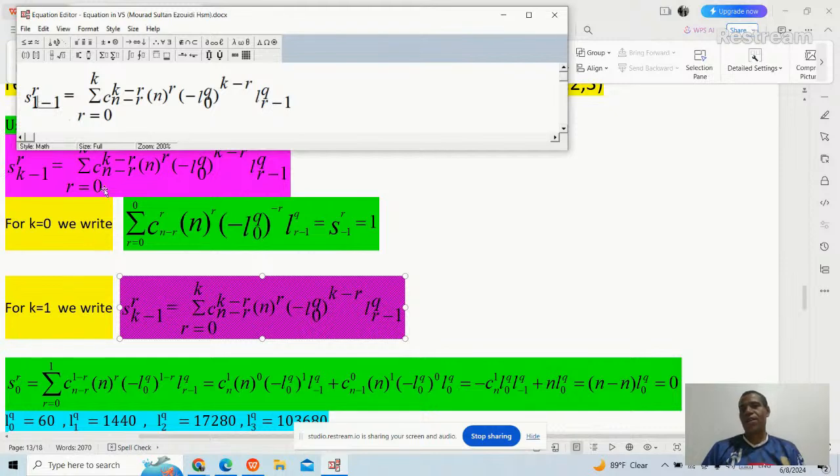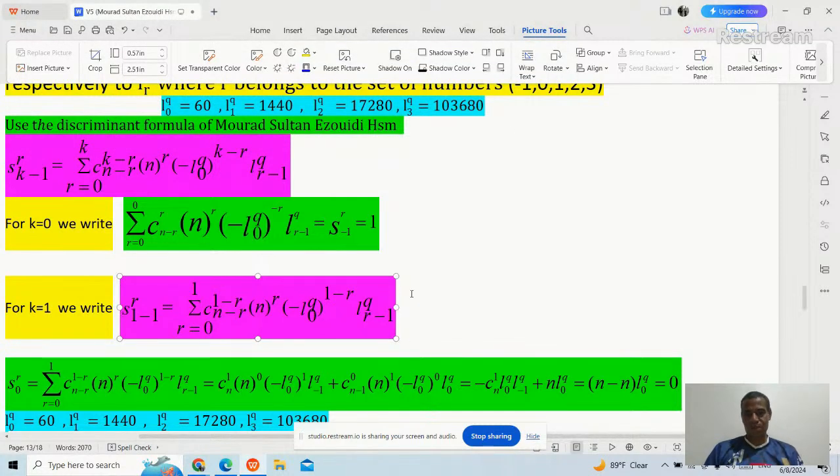Okay, the sum from 0 to k, where k is equal to 1. Also here, combination n minus r choose 1 minus r, n raised to the power r between parentheses negative L0 for the q raised to the power 1 minus r, L r minus 1 over the q. So this is the discriminant formula of Mourad Sultan Ezouidi.